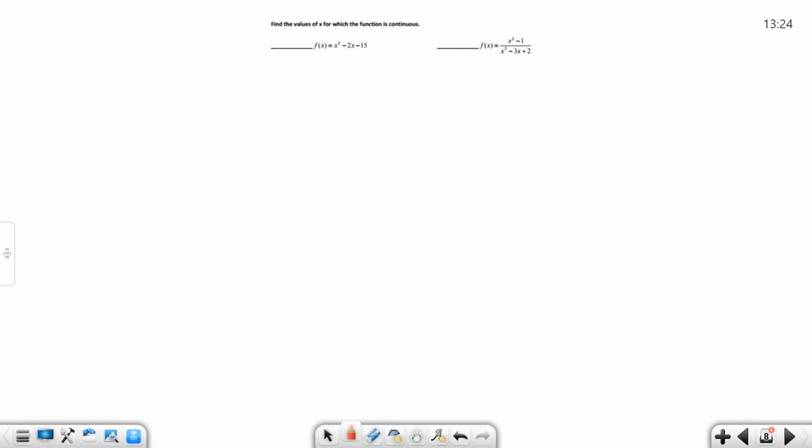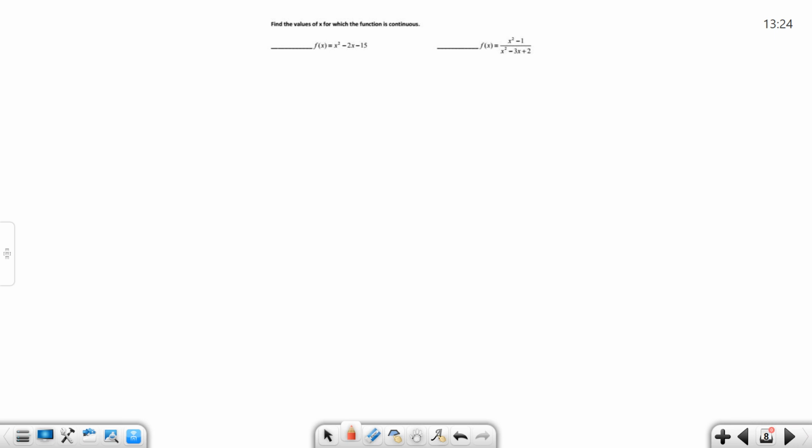Okay, so for these problems, I ask you to find the values of x for which the function is continuous. I am going to also ask you to write it in interval notation. So even though the directions here don't say that, on your quizzes, you will be writing it in interval notation. Okay, so for the first one, where is this one continuous?